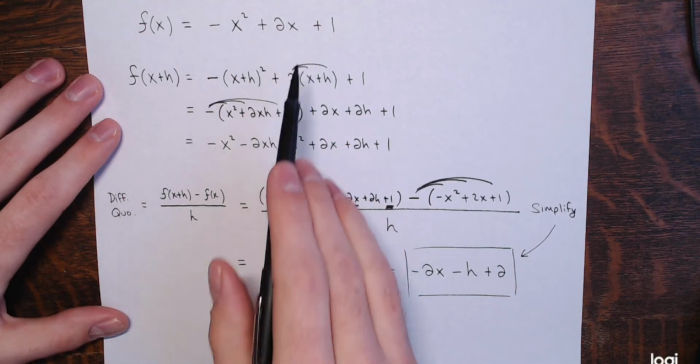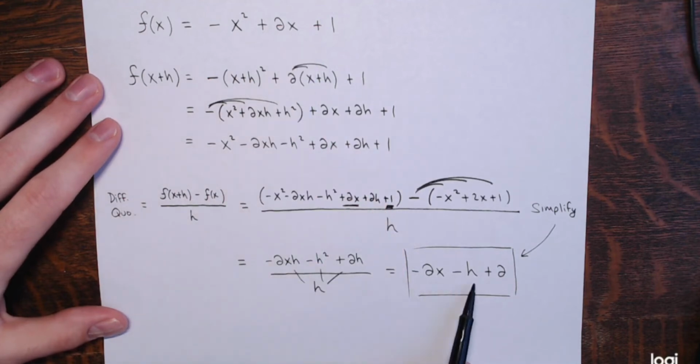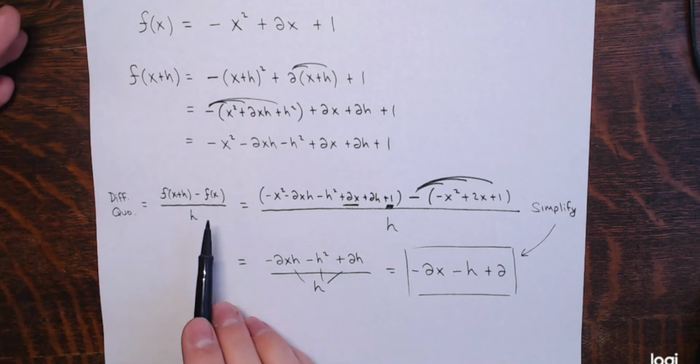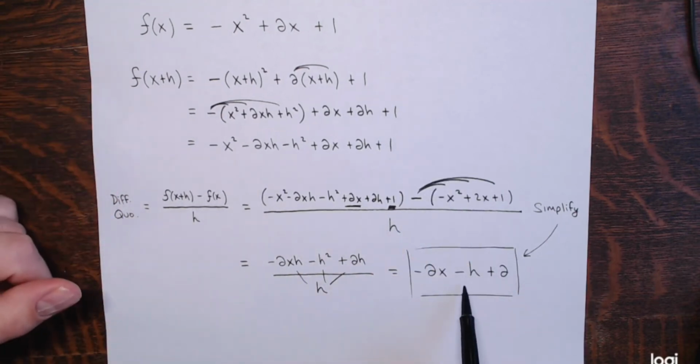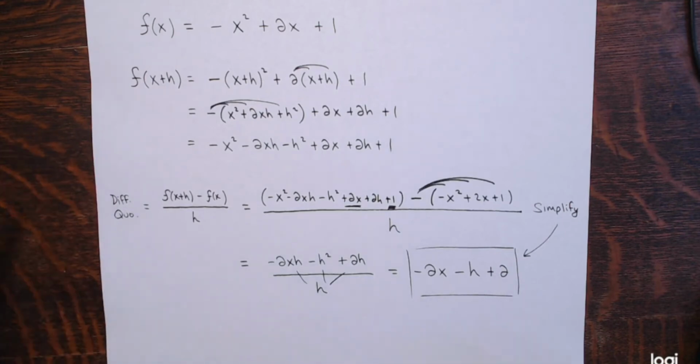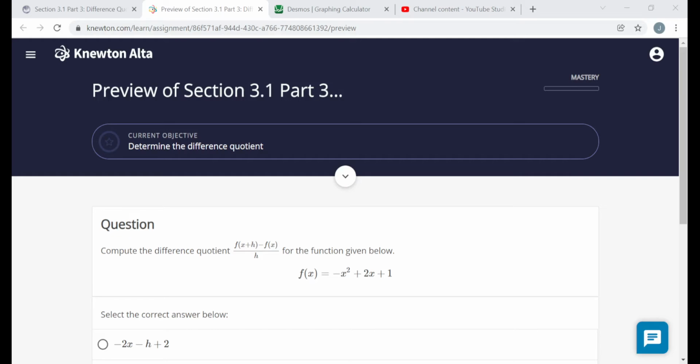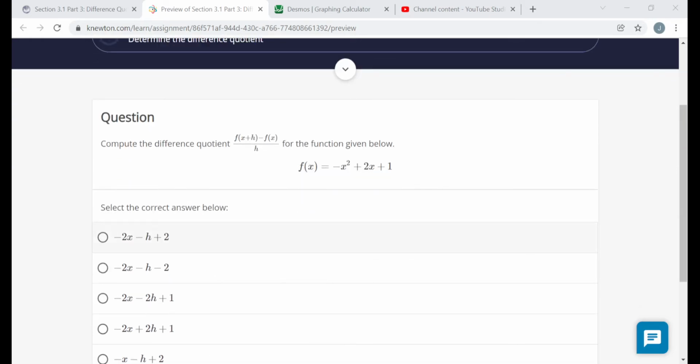All I would need to do is pick a value of x, pick a value of h, start at x, go to x plus h, plot those 2 points, draw a line. This will tell me the slope of that line. All right, but I'm not going to get in all that. All right, they just wanted this. So back here, negative 2x minus h plus 2, that's that very first one.